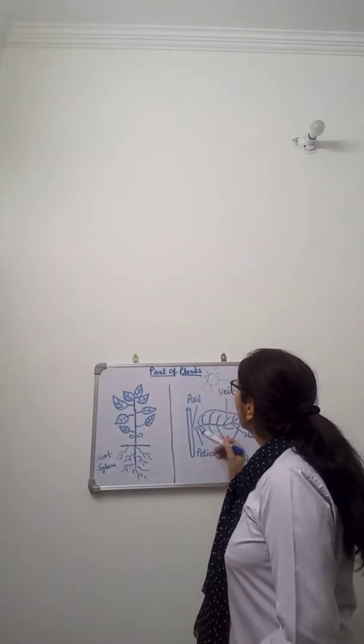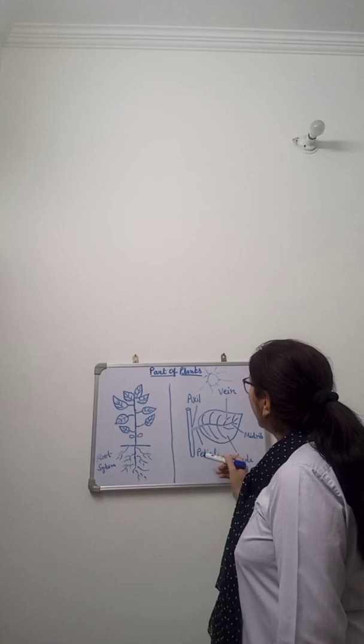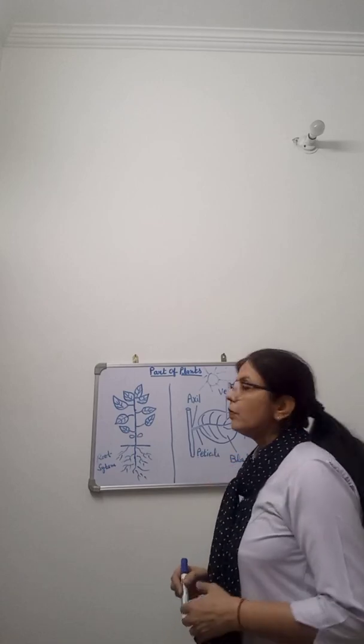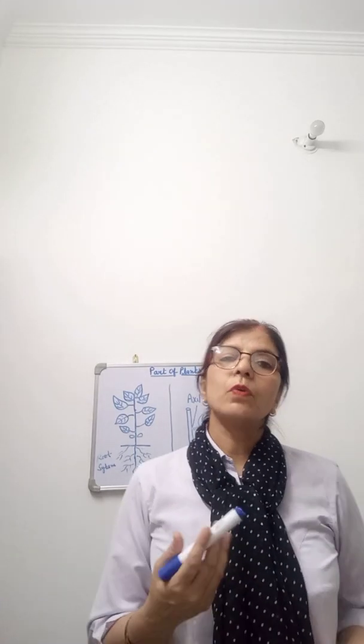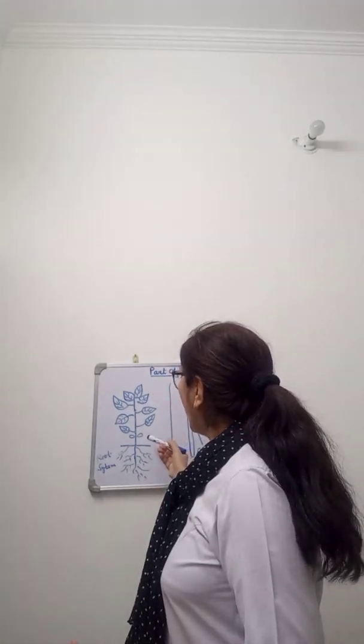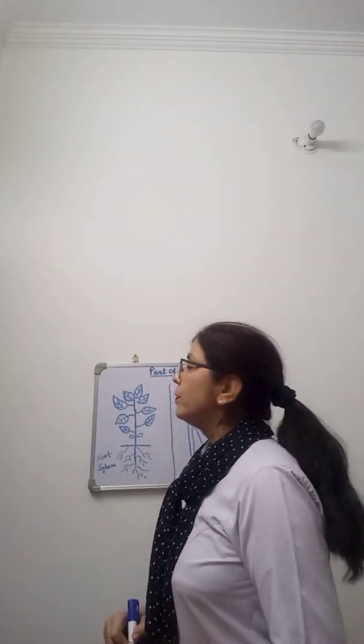So already I have discussed the parts of the leaf, what is the role of the leaf, what is the role of the stem, and what is the role of roots. Is that clear, students?